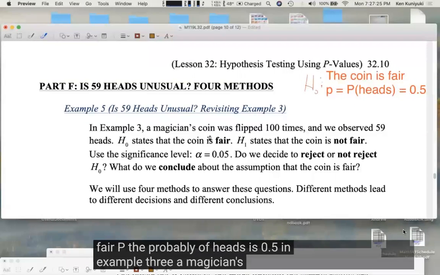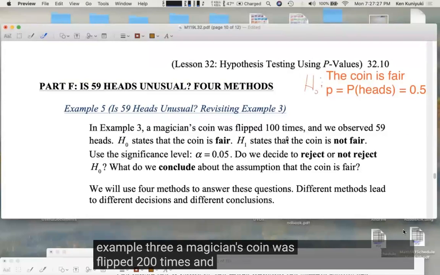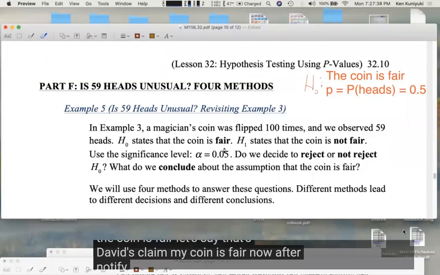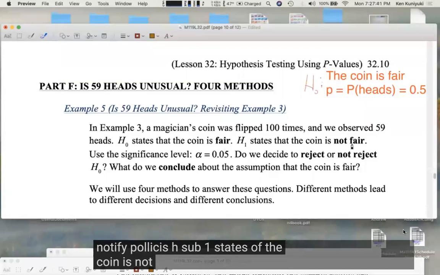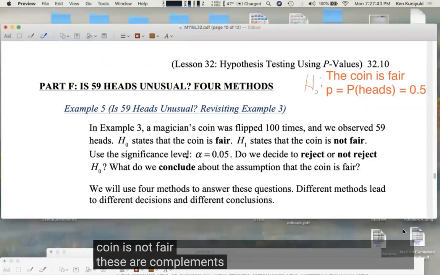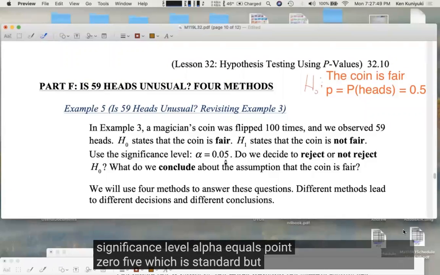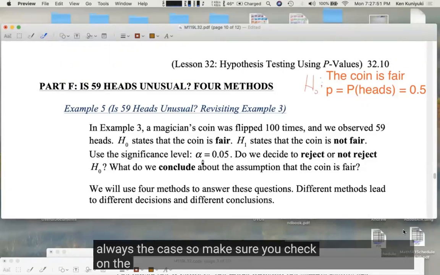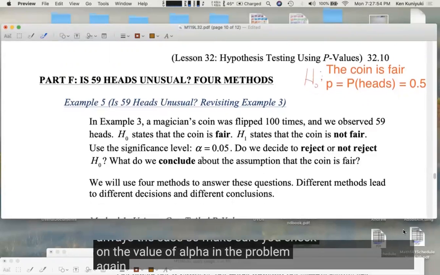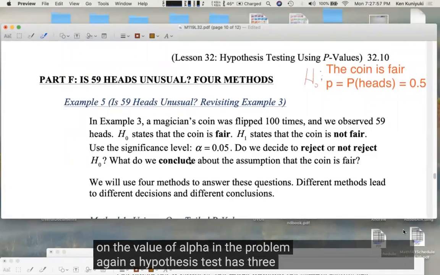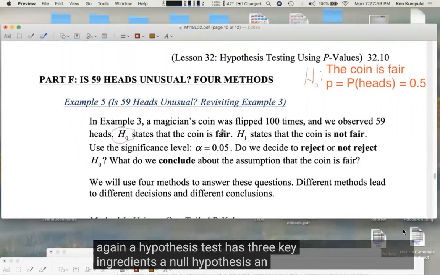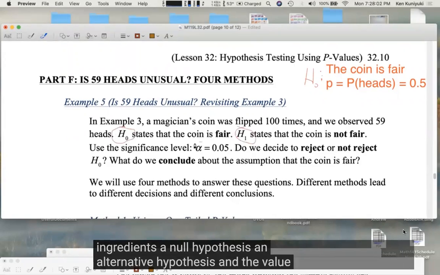In example 3, a magician's coin was flipped 100 times, and we observed 59 heads. The null hypothesis states that the coin is fair. Let's say that's David's claim: my coin is fair. The alternative hypothesis, H sub 1, states that the coin is not fair. These are complements. Use the significance level alpha equals 0.05, which is standard, but not always the case, so make sure you check on the value of alpha in the problem. Again, a hypothesis test has 3 key ingredients: a null hypothesis, an alternative hypothesis, and a value for alpha.